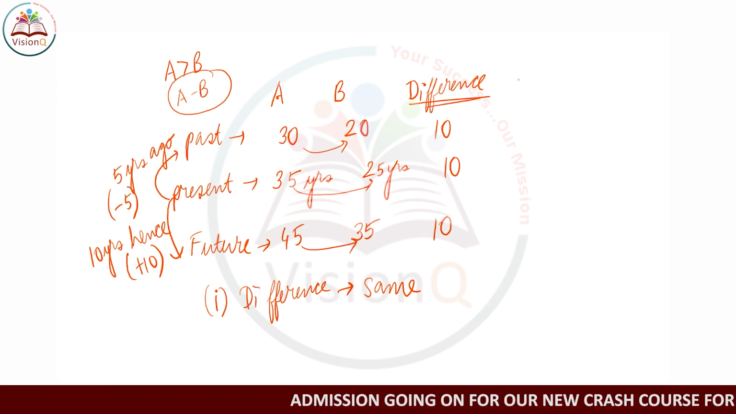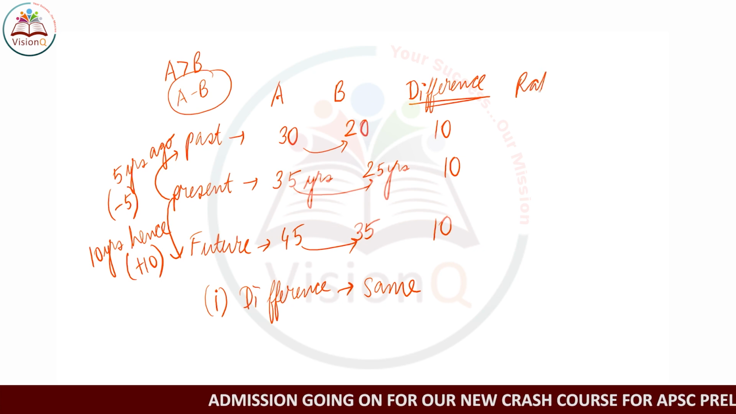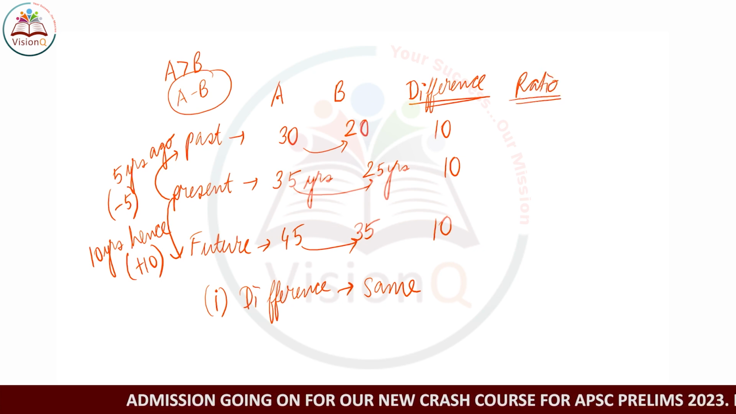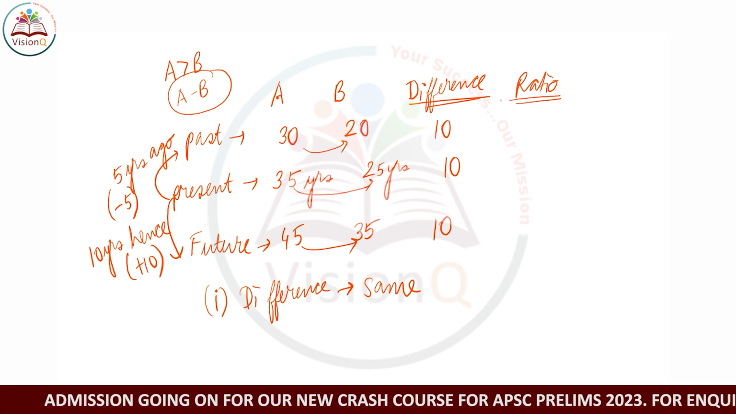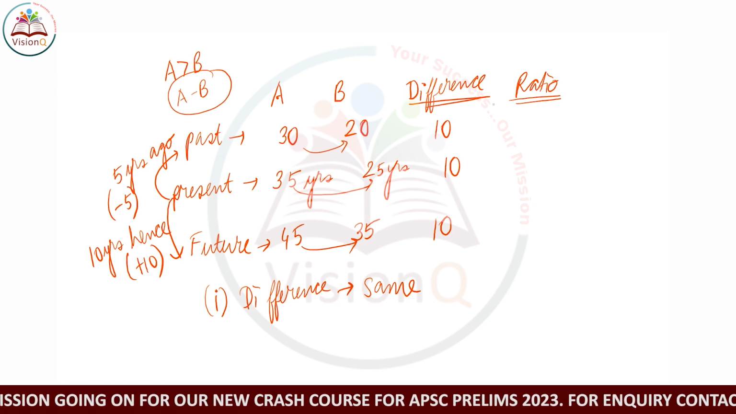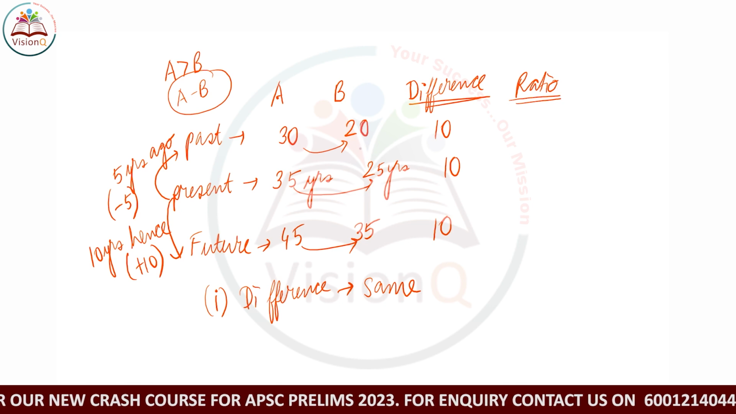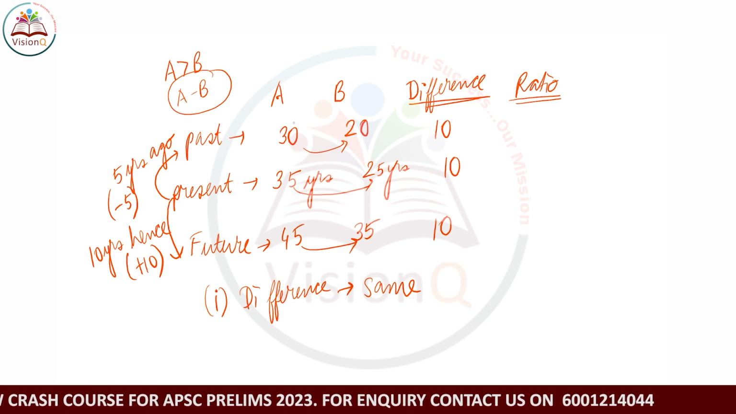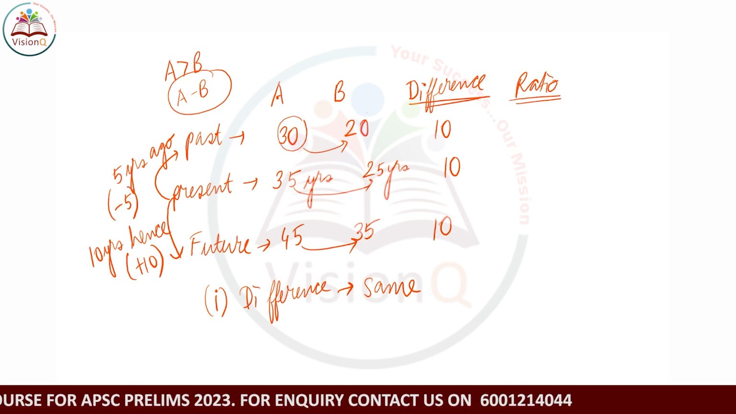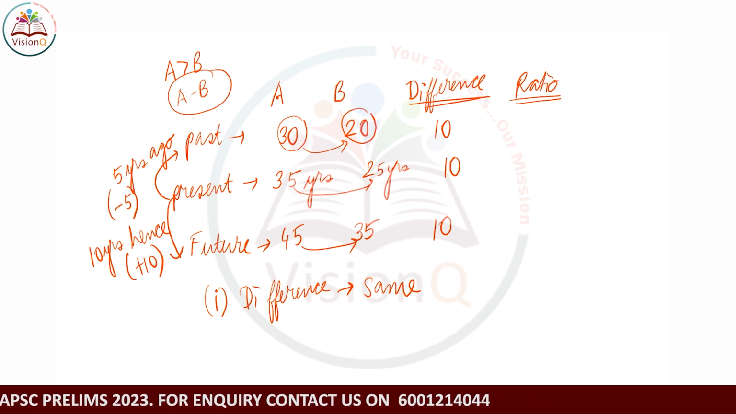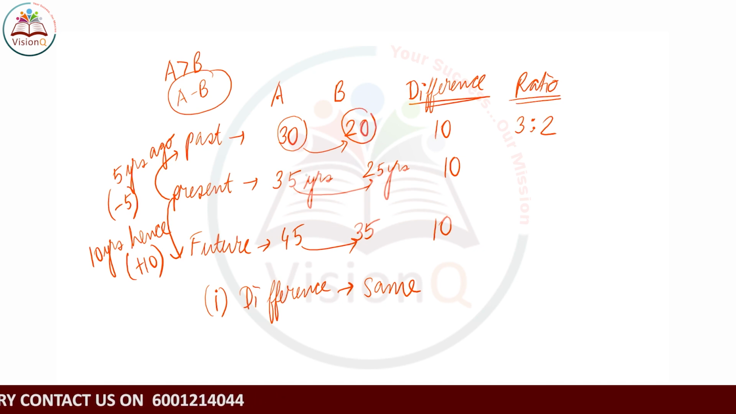Now suppose I have to find out the ratio of their ages. Next important is whether the ratio of the ages will be the same or different at past, present or future. If I try to find their ages in the past, how much will the ratio be? 30 is to 20. So 30 is to 20 is how much? 3 is to 2.